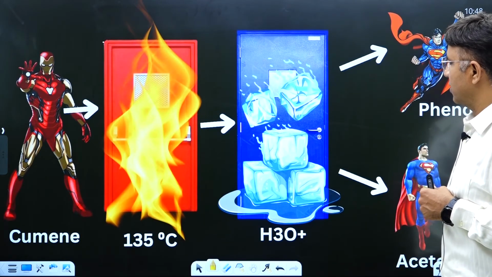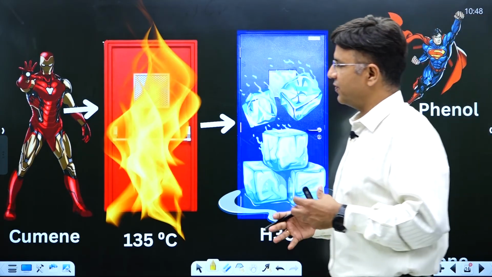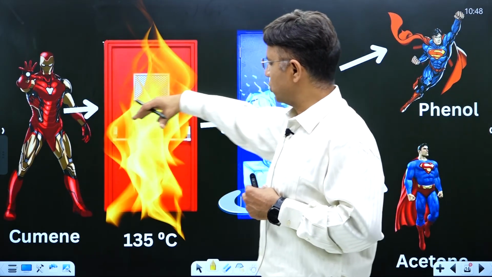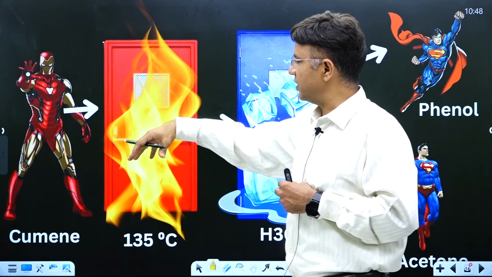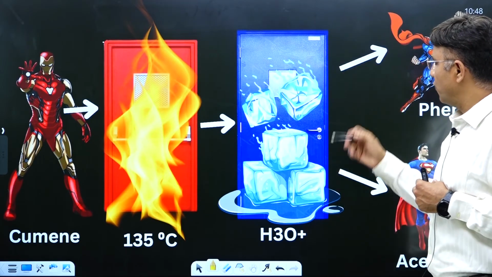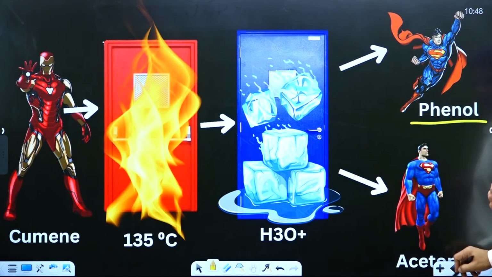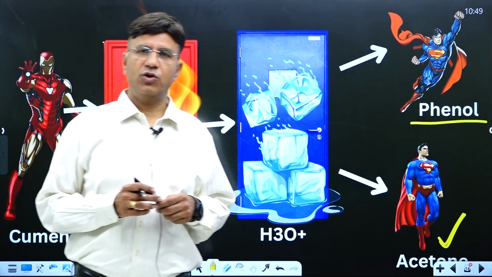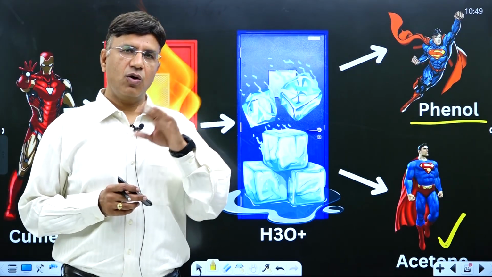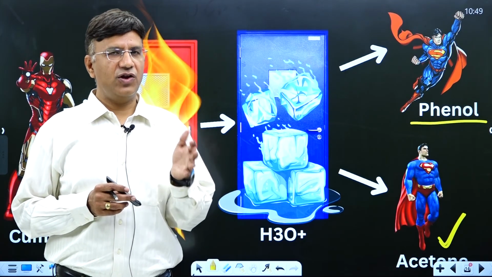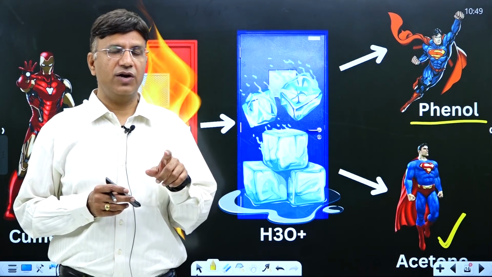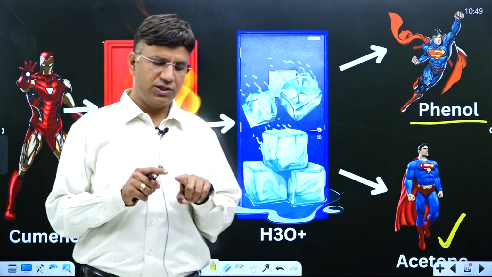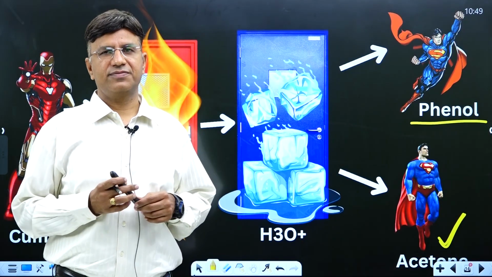Okay. You can also remember it this way, this is cumene. When it is heated to 135 degrees centigrade, then there is hydrolysis. What are the products? Phenol and acetone. Got it? So this is the important reaction for the preparation of phenol. You have to remember: from cumene, O2 and sunlight, and then hydrolysis, we get phenol, and what is the side product? Acetone. And what is the use of the side product acetone? It is used as a nail polish remover.